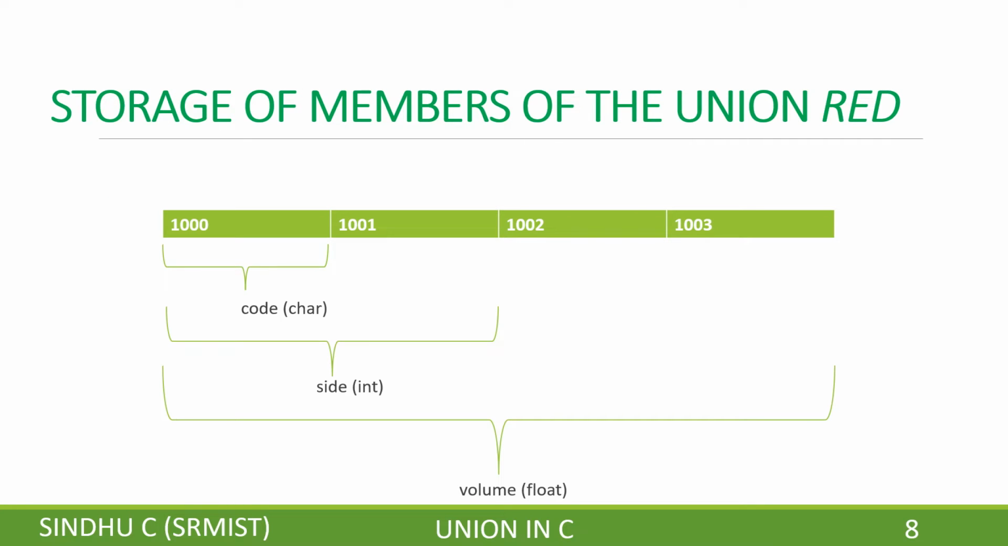So with respect to the example that we have seen, say for example, code. So code is the member of the type character. It takes 1 byte. Side is the member which takes 2 bytes because it is of the type integer, and volume is of the type float, so it takes 4 bytes. So the same 4 bytes are used by all the three union members. So at a time, only one member can be using the memory location. So we'll see an example with which you can understand it.